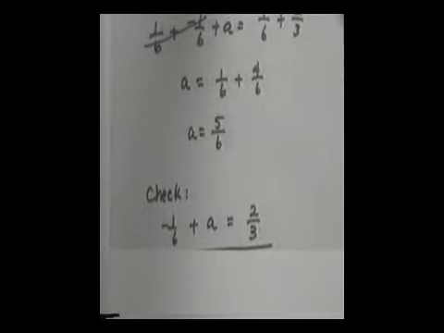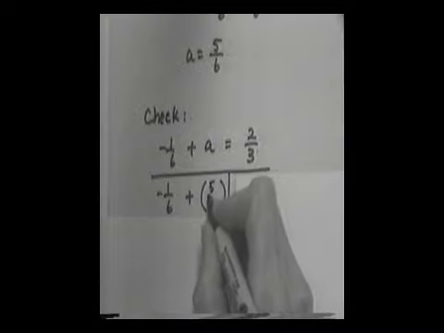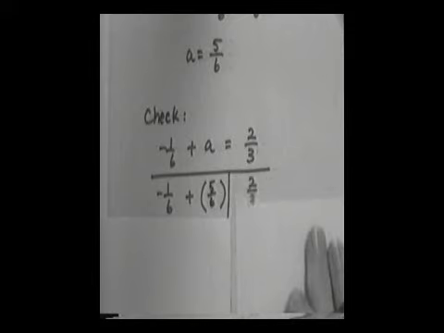For the check, we copy the original problem, which is -1/6 plus a equals 2/3. We make the T format. The number we're checking is 5/6. So we have -1/6 plus parentheses to receive the 5/6. On the right side of the wall, we have simply 2/3.